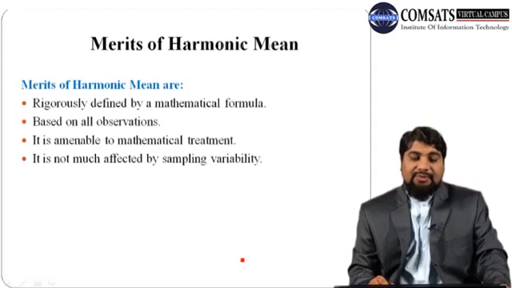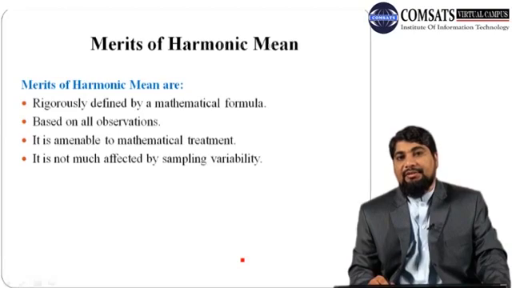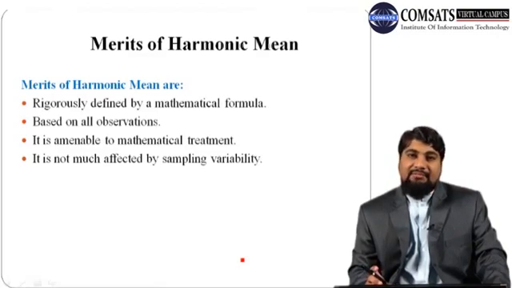Next is that it is based on all observations. So in the calculation of harmonic mean, we can see that it is n divided by summation 1 over x in case of grouped data. So it means we have to take the reciprocal of all the values and then we have to take the sum. So once we have this sum, divide the number of observations n by this sum, summation 1 over xi. So it means it involves all the observations. So this is another merit of harmonic mean.